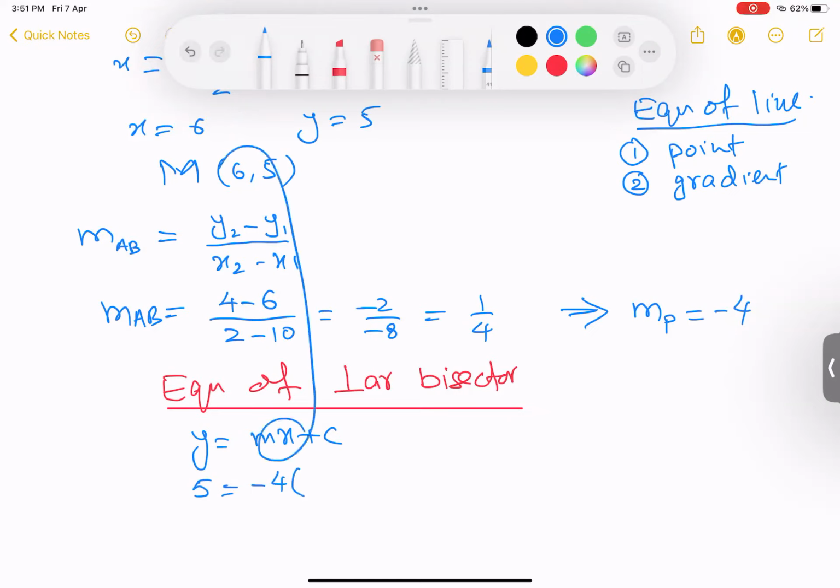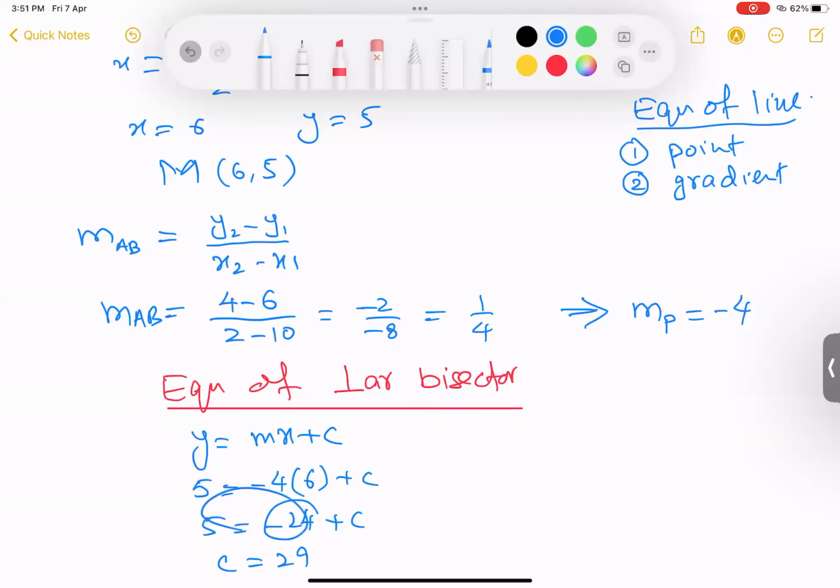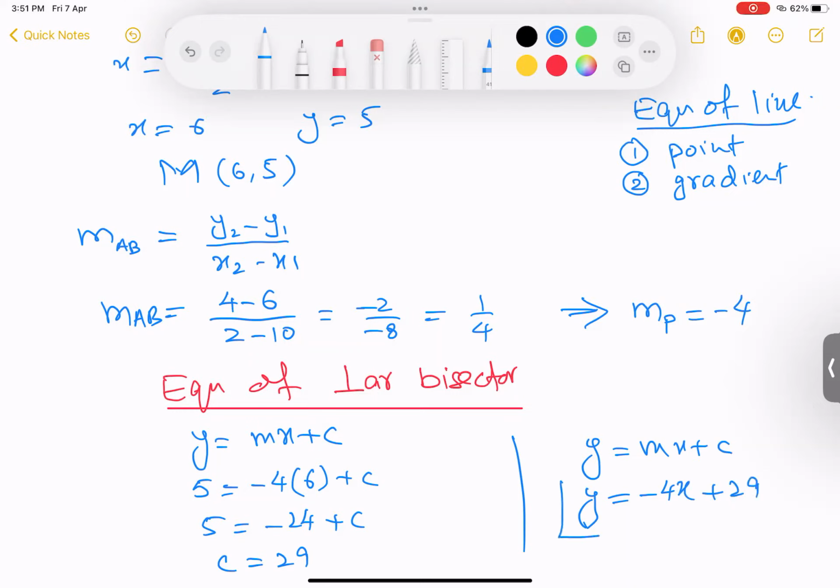And the x value is this 6. And 5 equals -24 plus c, and the c value becomes 29 because it will go there and add. So the final answer is writing here, y equals mx plus c, students. And y equals, m is -4 and the c value is 29. So Alhamdulillahi Rabbil Alameen, I believe you got the point very, very clear.